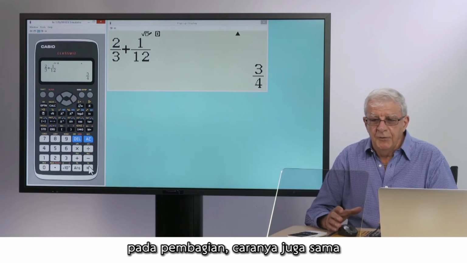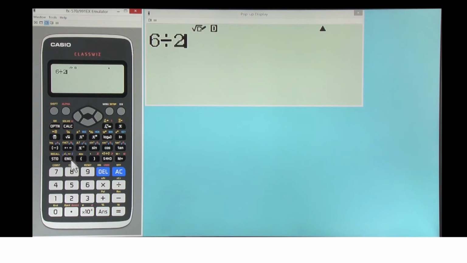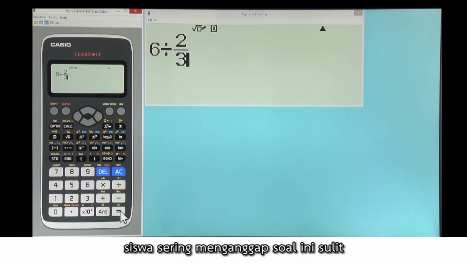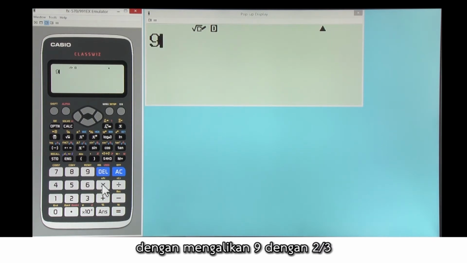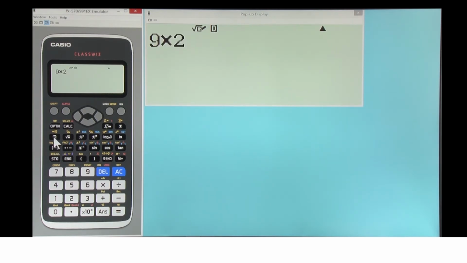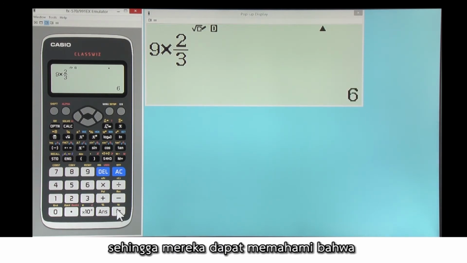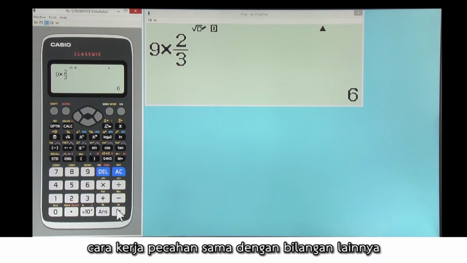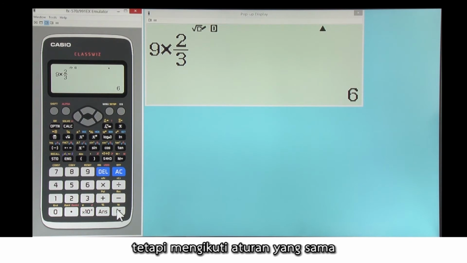Similarly, thinking about division, to see how many times 2/3 goes into 6. Students often find a problem like this very difficult. The result is 9, and they can check that this makes sense by saying, well, what's 9 multiplied by 2/3? And see that the result is 6 again. So they can begin to understand that fractions work in the same way as other numbers. Operations like this help students to understand that fractions are just different representations of numbers, and they follow the same rules.